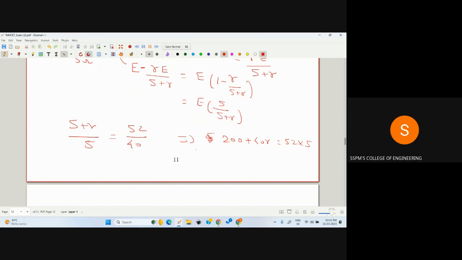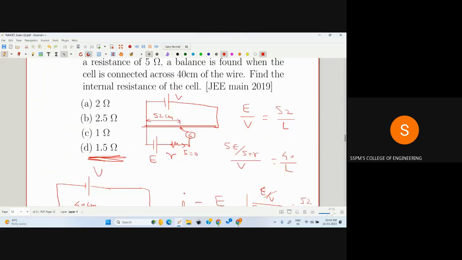40R is equal to 260 minus 200, which is 60. And what is R? R is 60 upon 40, or 6 upon 4, or 3 by 2, or 1.5. The internal resistance must be 1.5 ohm. Isn't it? The correct answer is option D. The internal resistance of the wire is 1.5.